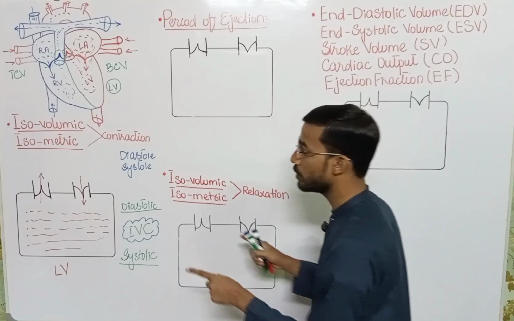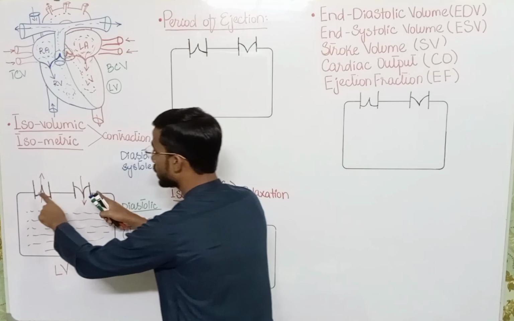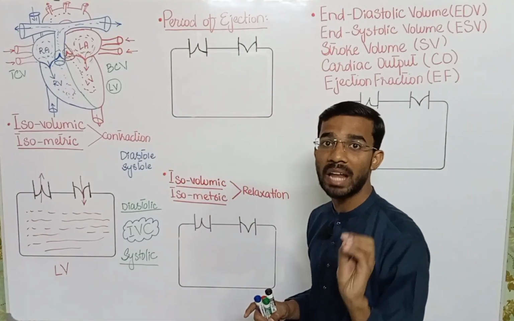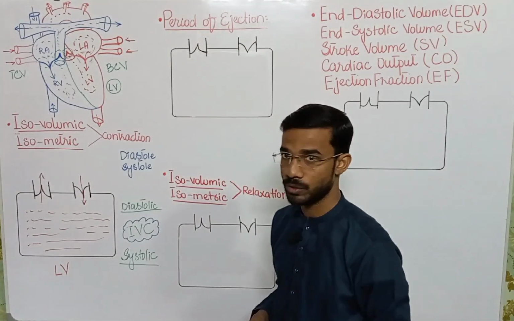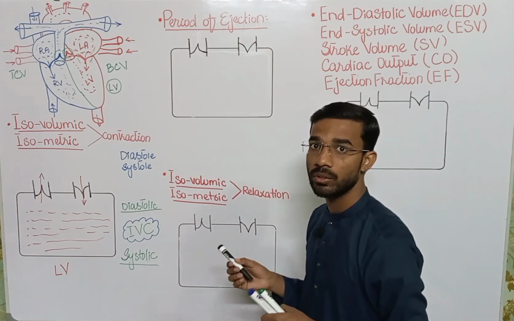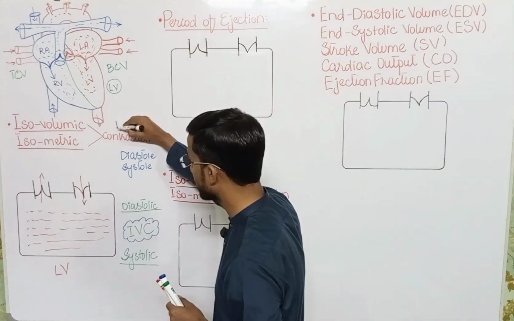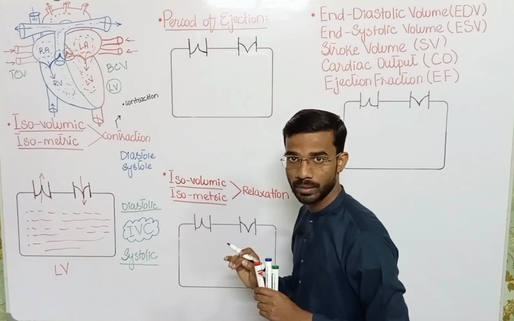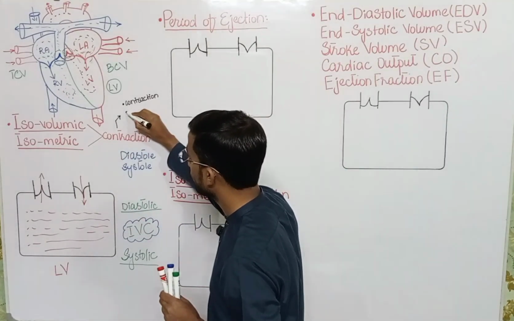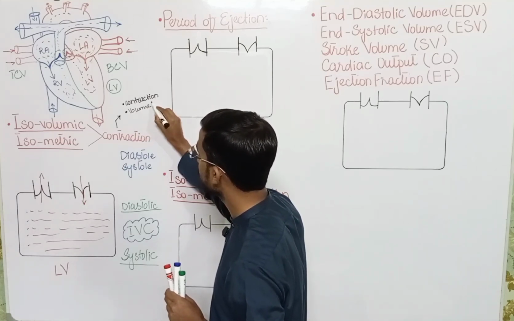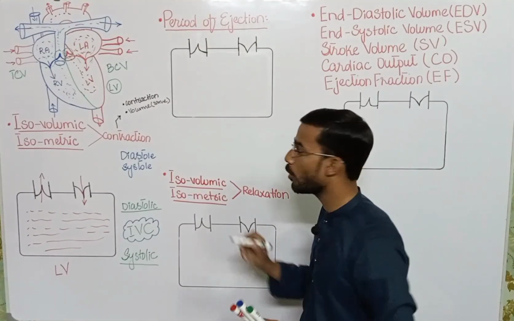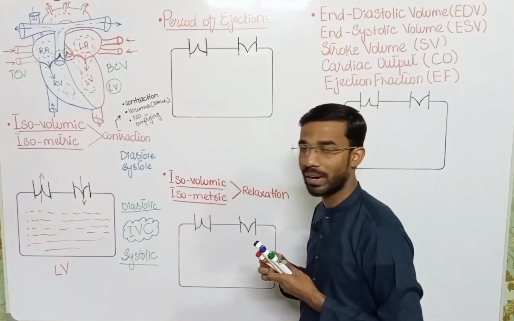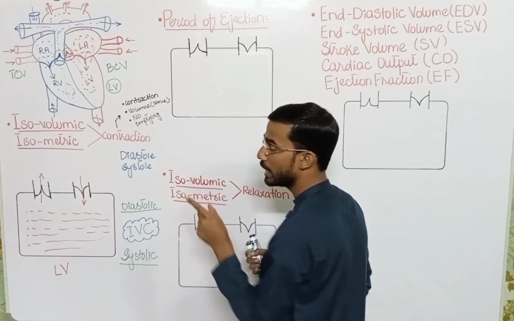It means in isovolumic contraction you will see the muscles, as we know the cardiac muscle, start contracting, but the volume of the left ventricle remains the same, and you will never see the ejection of blood from the semilunar valve. So in isovolumic contraction there are three important points. First, the contraction of the cardiac muscle. Second, the volume remains the same. And third, no emptying of the chamber or ventricle. So these three points are specifically important in isovolumic contraction.